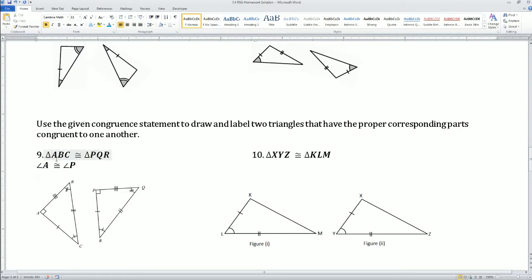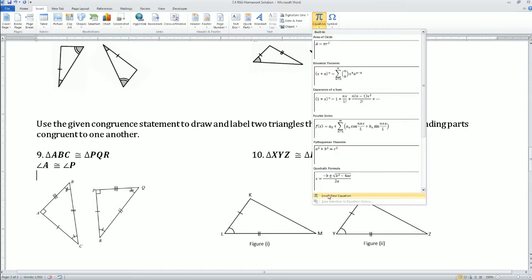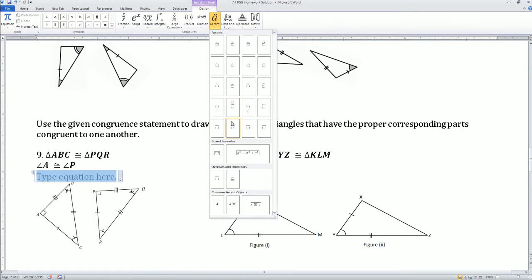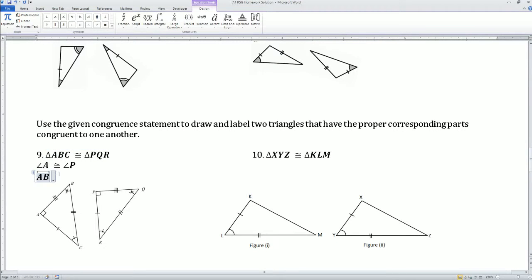You could also say, do the first one, right? Line, what's the first one? AB has to be congruent to, pick the first two as well, PQ.